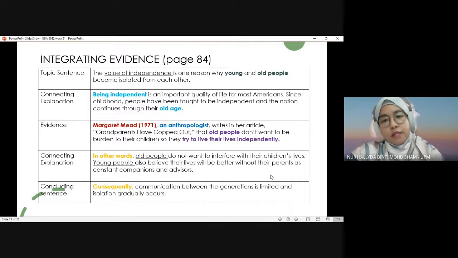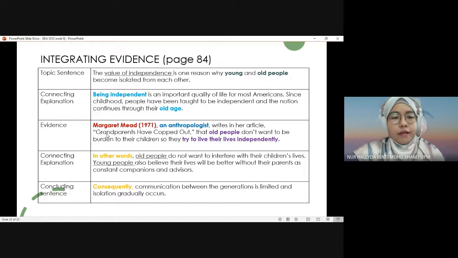All right, so this is one example of how evidence is integrated. I will explain more on this as part of your test too, actually. Okay, so basically you have your topic sentence: the value of independence is one reason why young and old people become isolated from each other. This is the same topic as before. And then you have to explain a bit what you mean by this. Let's say your main idea is about the value of independence, and then you need to explain what you mean by being independent and why it is important.